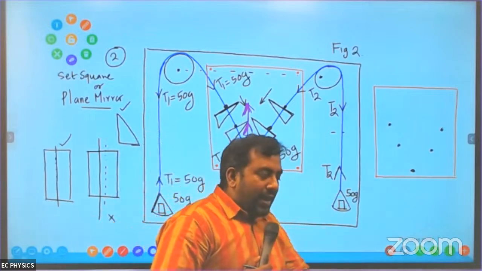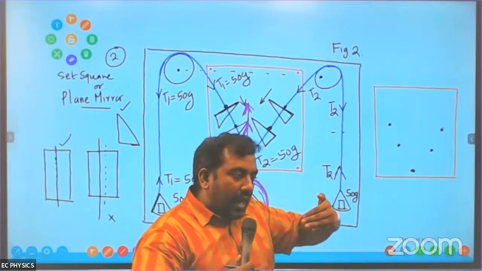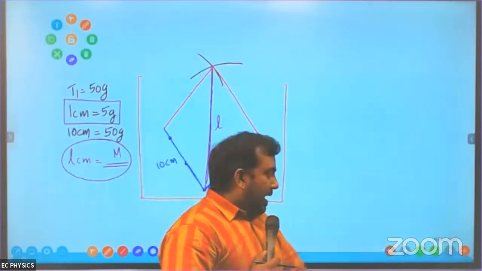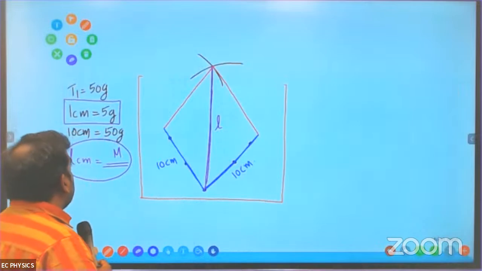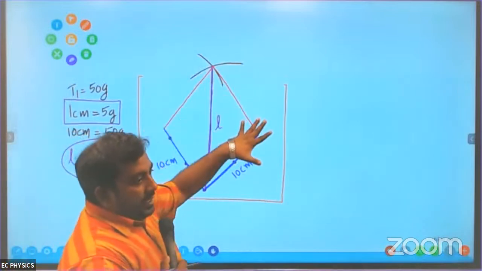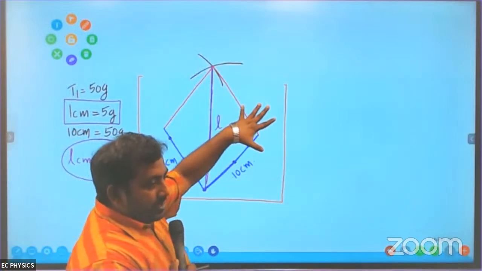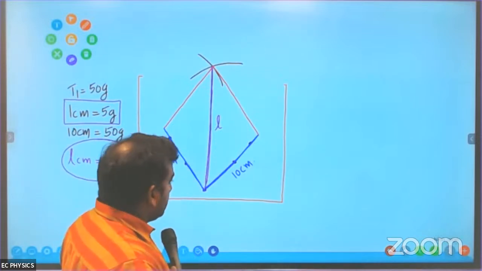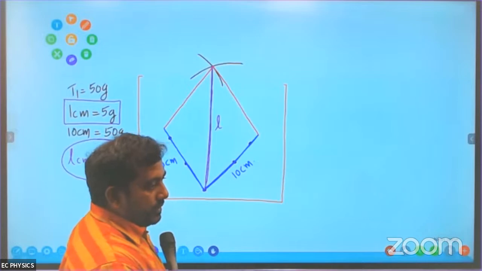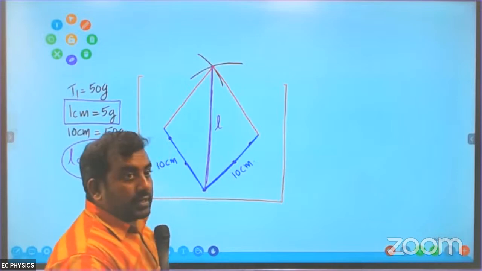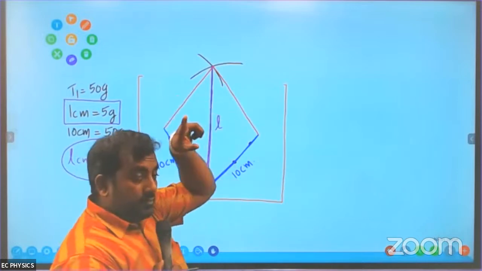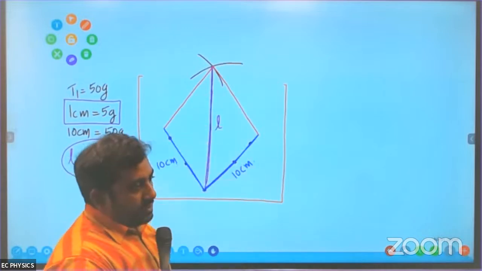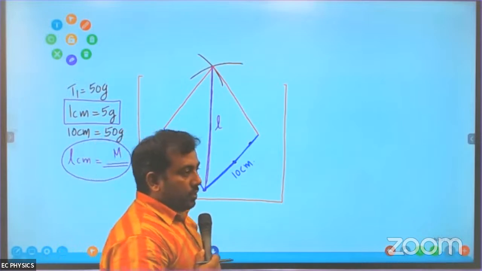If the calculated weight and the measured weight are almost the same, we say that the principle is correct. And using this method, we can find the unknown weight.